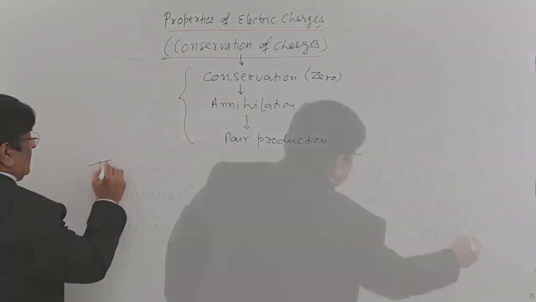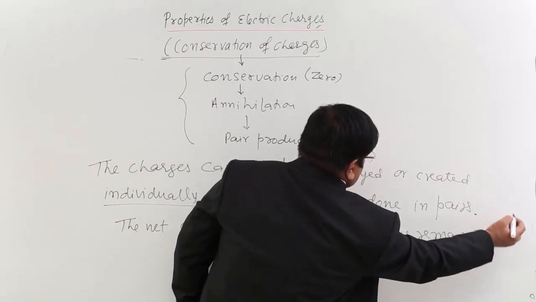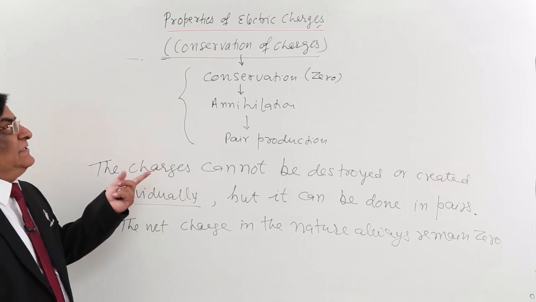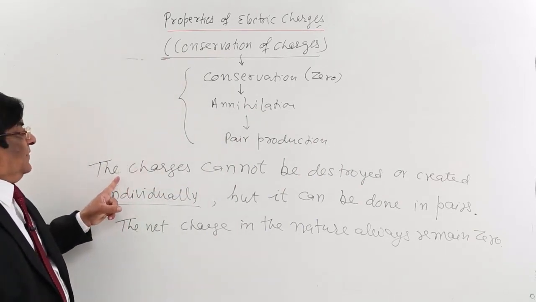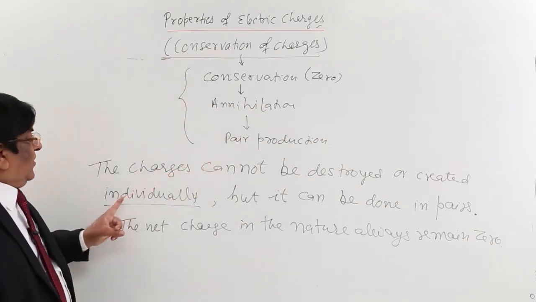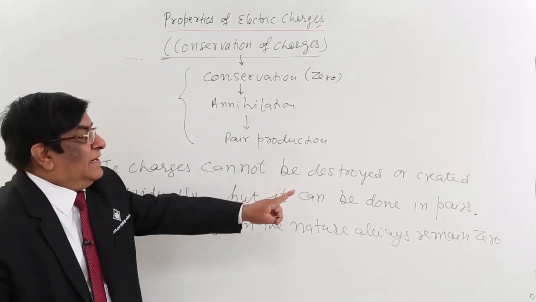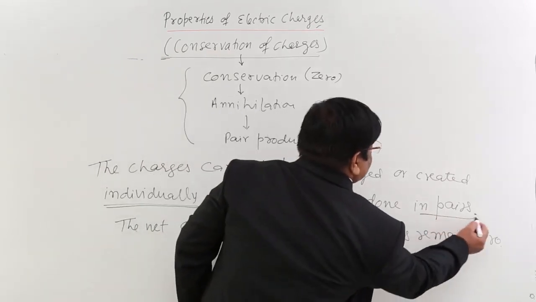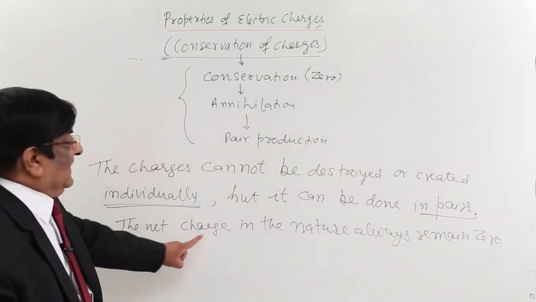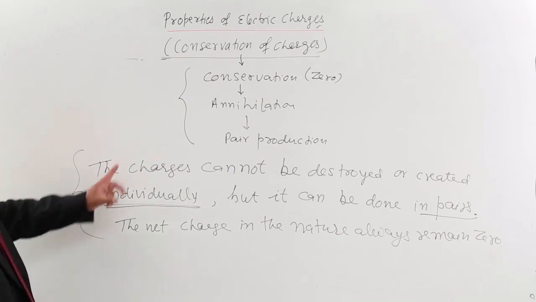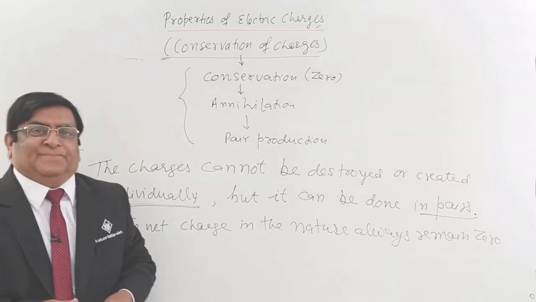Okay. So, now our modified conservation principle: the charges cannot be destroyed or created individually, but it can be done in pairs. The net charge of nature always remains 0. This is now the modified law of conservation.